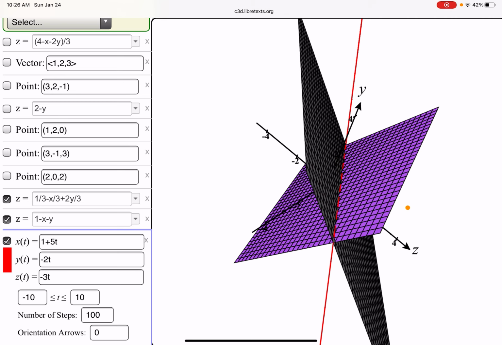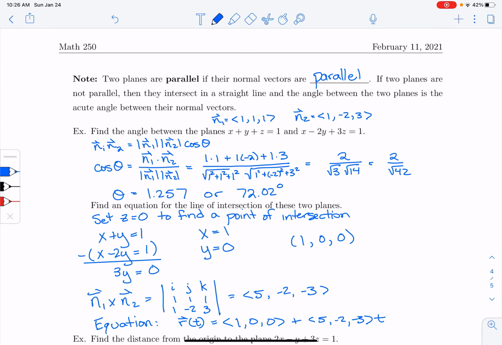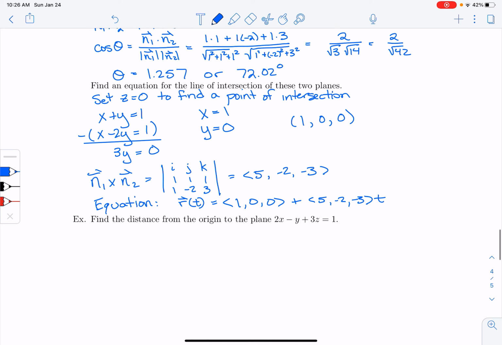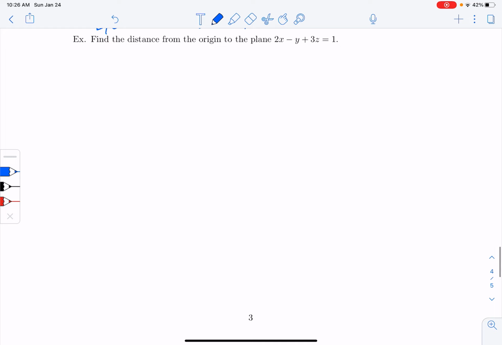And that's how we did that. Okay, so let's finish off with one more example. And that example is to find the distance from the origin to the plane 2x minus y plus 3z is equal to 1. So we want to know essentially how far away is a plane from a particular point.